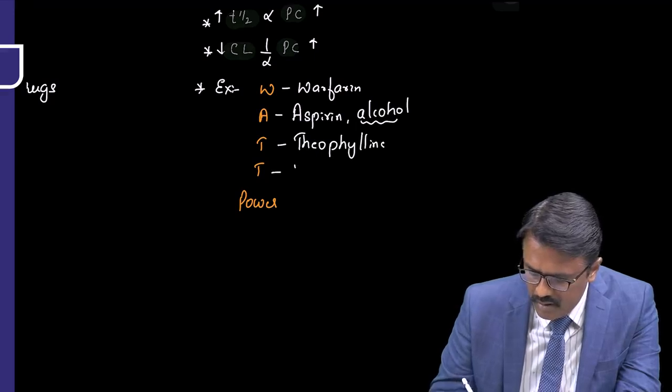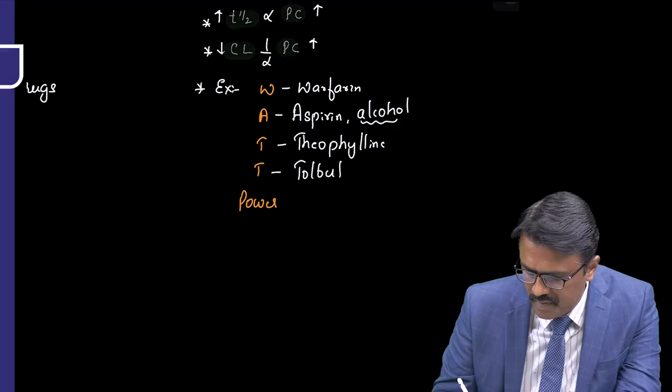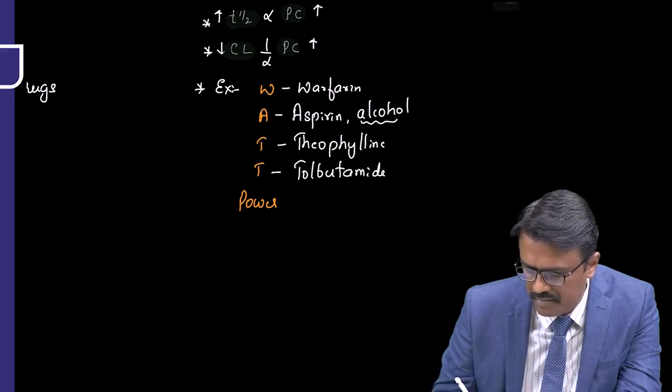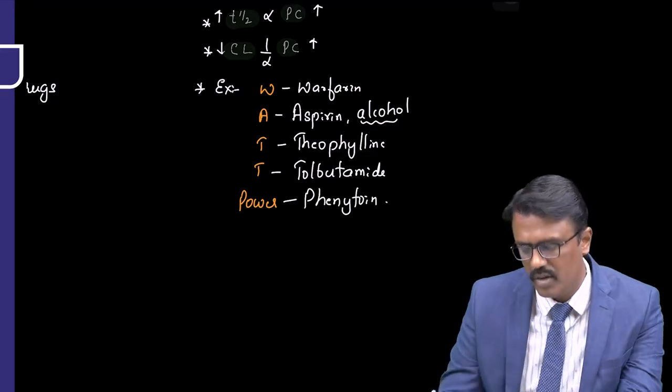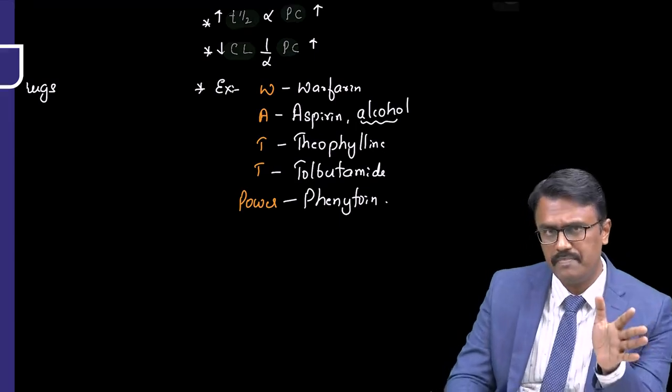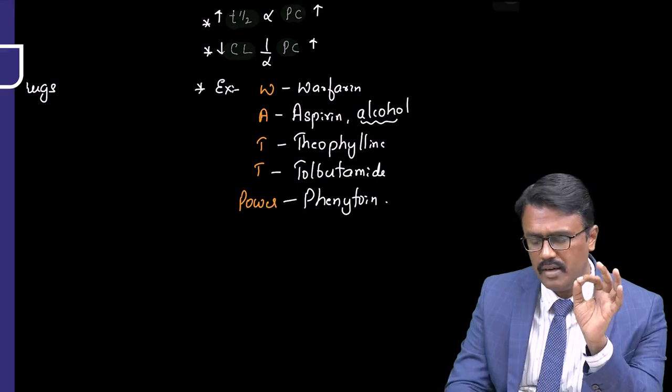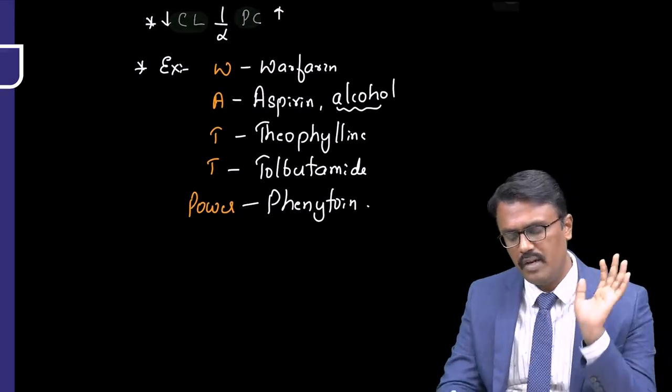And another T for tolbutamide. And P for phenytoin. So I will be asking these points again and again in general pharma. The mnemonic is WATT POWER. W for warfarin, aspirin, alcohol, theophylline, tolbutamide, phenytoin.